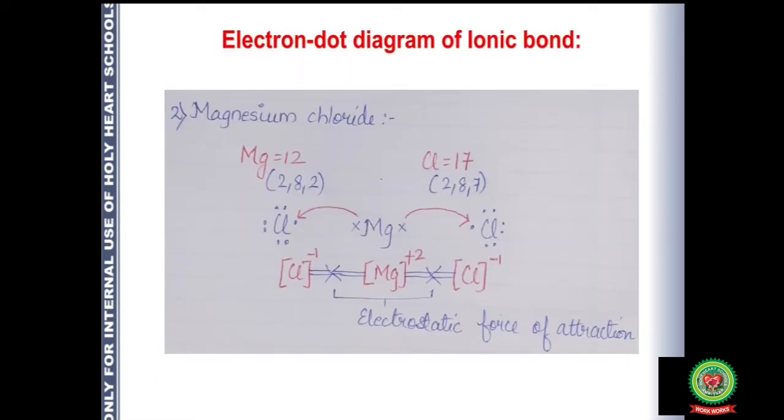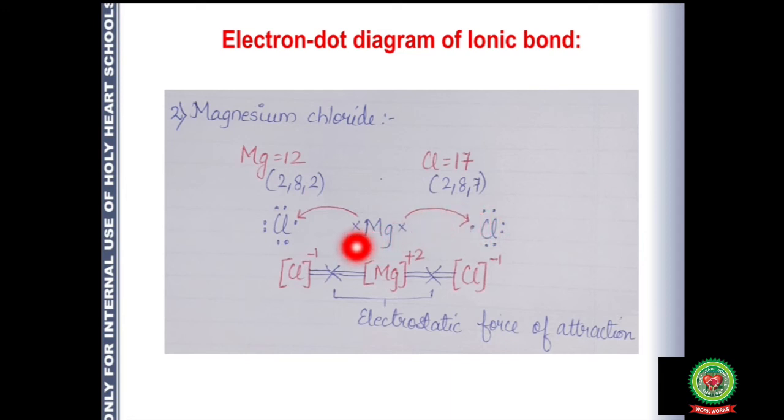The other example that we are going to take is magnesium chloride. First of all, its atomic numbers and then its electronic configuration. Now magnesium needs to acquire its nearest noble gas configuration. It needs to give away 2 electrons. But one chlorine can take only 1 electron. Therefore, for the formation of magnesium chloride, 1 magnesium and 2 chlorine are required.